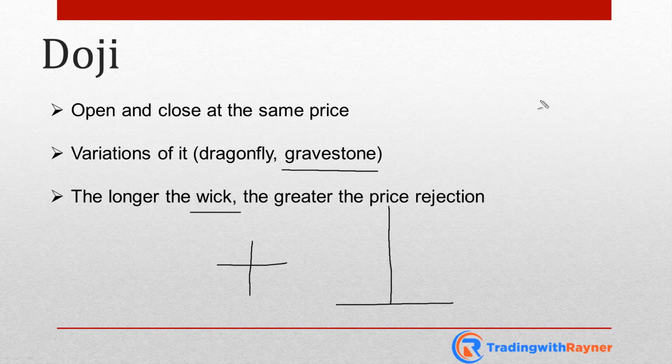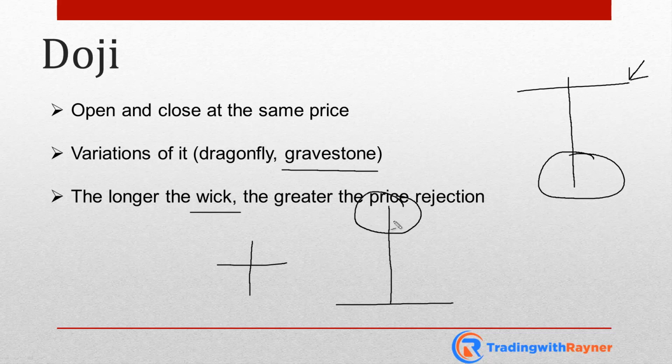And the dragonfly doji is something like this, the opposite of the gravestone, where you have a very strong price rejection of lower prices, and the price finally closed back where it opened. So in this one, price has rejected lower prices. As for this one, the price has rejected higher prices. All these three are dojis. But as I've said, there are different variations depending on where the wick moved during the duration of the candle, whether it moved higher and got rejected, or it moved lower and then got rejected.